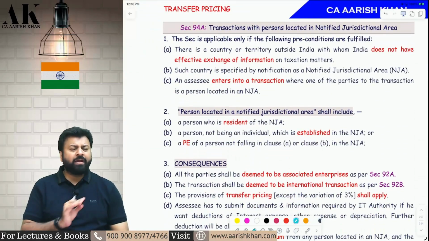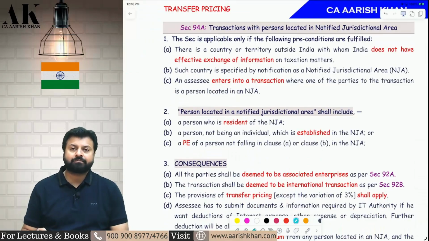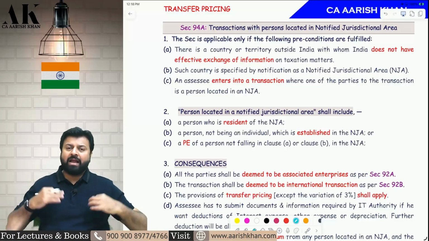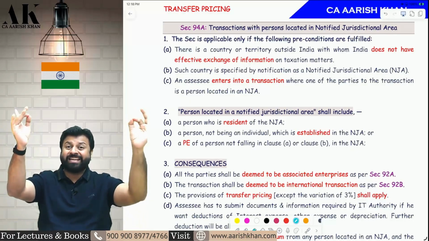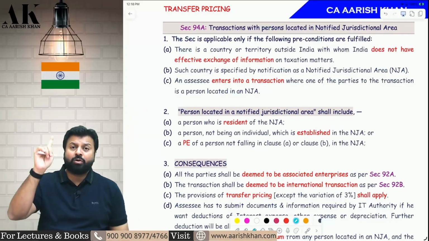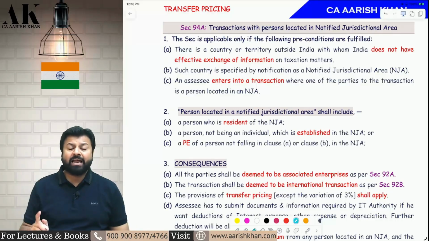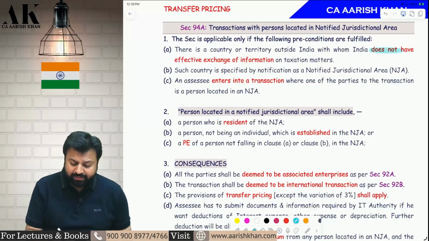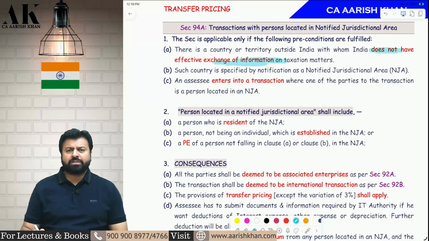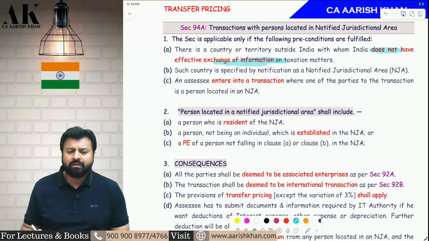Now the last but not least, a very important provision for examination, 94A. Notified jurisdictional area. So if I am in India and I do any transaction with a person located in an NJA, then what is the impact of that? First of all, what is an NJA? NJA is a location which the CBDT has declared or will declare, with which India does not have effective exchange of information. Whichever country does not share information with us effectively, that country will be called an NJA. We will declare that country as an NJA.